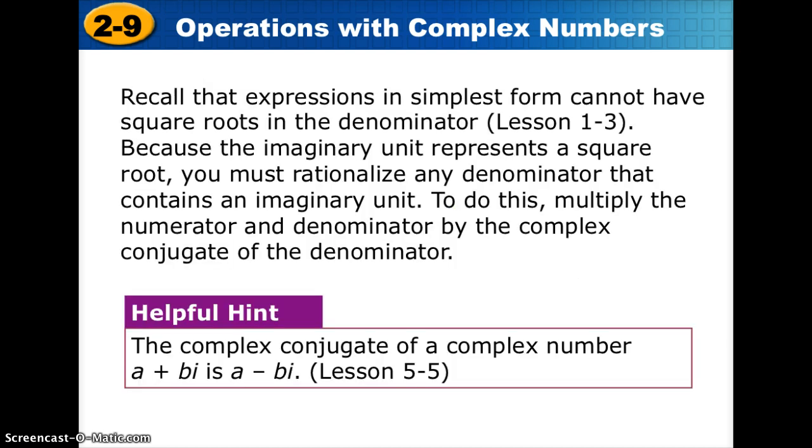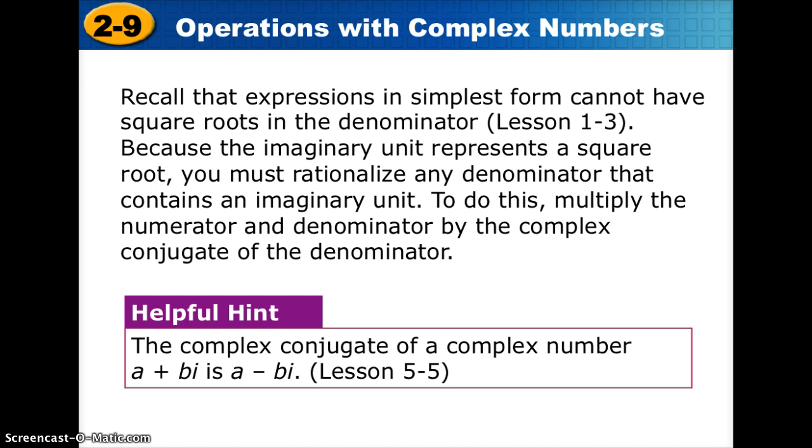Okay, now our favorite one of all, it's when we divide complex numbers. And just a quick refresher, we cannot have radicals in the denominator. That's not simplest form. So in order to get rid of radicals in the denominator, we rationalize. And remember that i is the square root of -1. So if we have an i in the denominator, we need to get it out by rationalizing. So let's take a look and see how we do that.